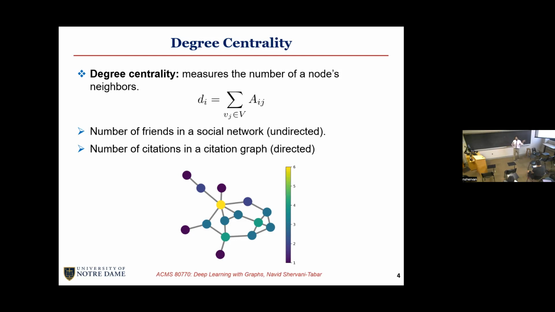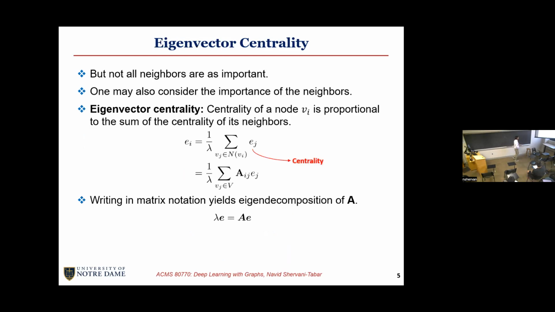The same goes for undirected graphs. You have citation graphs as well. A paper that is cited a lot of times is most likely an important paper. So it's a fair logic to assume that a node that has a high number of neighbors is also important. But that's not always the case.